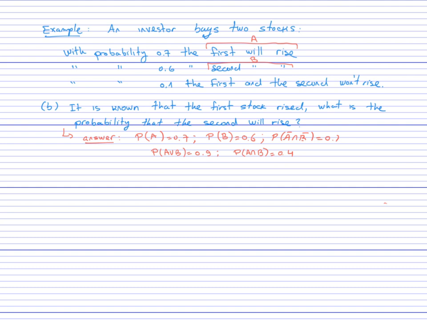Let's continue with section B. Given that the first stock rises, what is the probability that the second stock will rise? Okay, so here's the information from the previous section, and we also added those two. Now, we are asked to compute the probability of something given something else. Here, please remember that you'll need to write the information that is given.